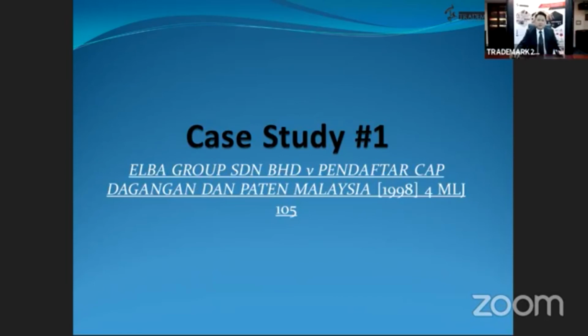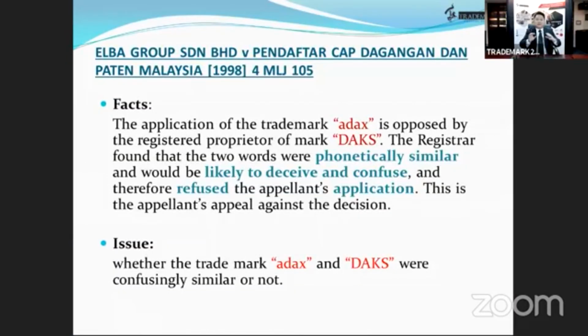In those days, we didn't call it MIPO. We called it Pejabat Pendaftar Cap Dagangan, which in English means the trademark and patent registry office. This is a published High Court case in Malaysia, and it is still a good example and precedent today. Let me just share the facts of the case. Alba is trying to register the trademark ADAX.